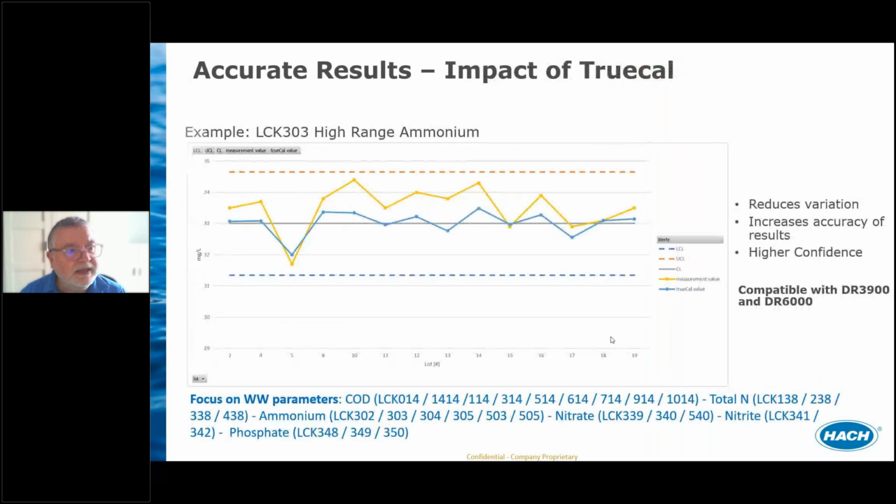An example. A practical example on an ammonium test. You can see on the graph the yellow curve, which shows the results on a device not equipped with TrueCal. And we note that the variability of the results is lower on the blue curve, measured with TrueCal, which adjusts the calibration curve according to the batch of used LCK. TrueCal exists for a panel of parameters frequently used in wastewater.